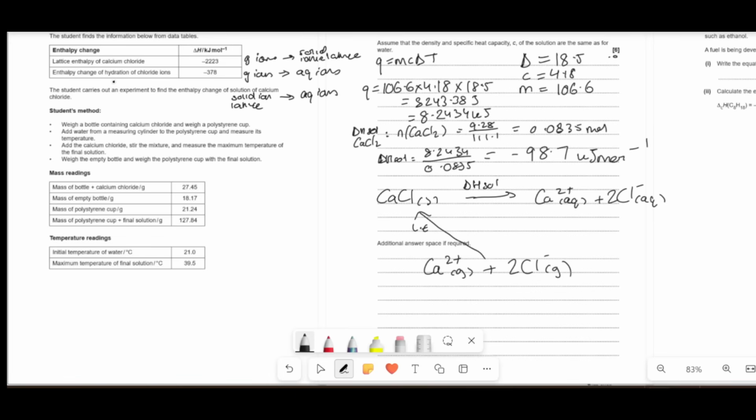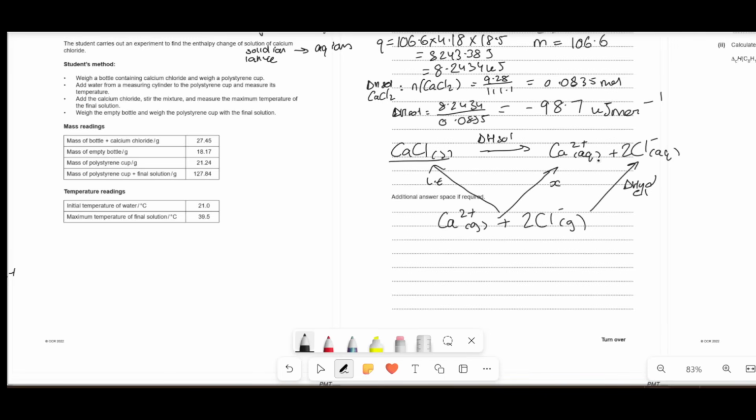Then, the enthalpy of hydration, they've told us, is where you go from gaseous ions to aqueous ions. You can see that we've got gaseous ions here and aqueous ions up there. So for chloride, it's going to go up like that, and that is the enthalpy of hydration for the chloride ions. However, the question wants us to find the enthalpy of hydration of the calcium ions, so we've got another arrow going up here, and I'm going to call that X. So then, remember that Hess's law says if you start and finish at the same point, no matter how you get there, the enthalpy change is the same.